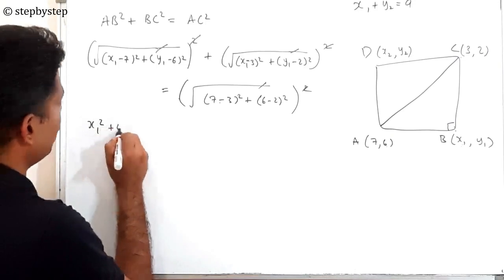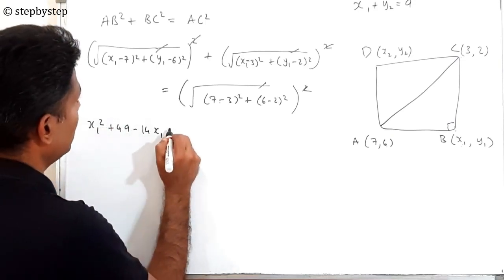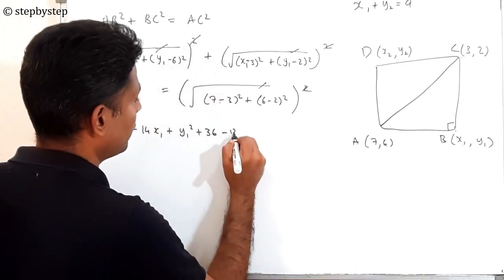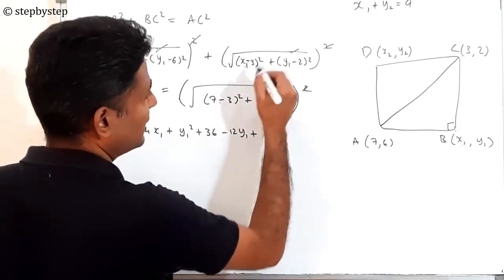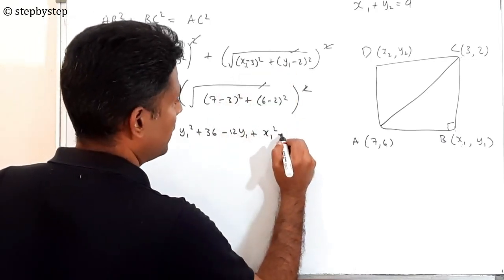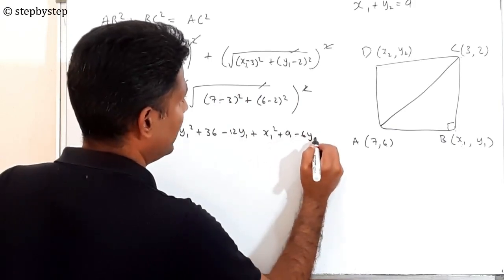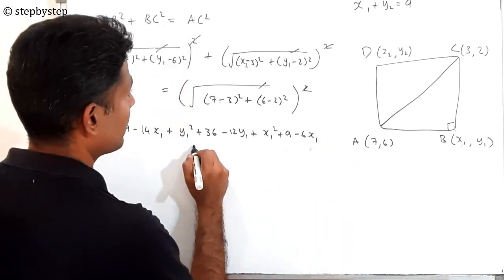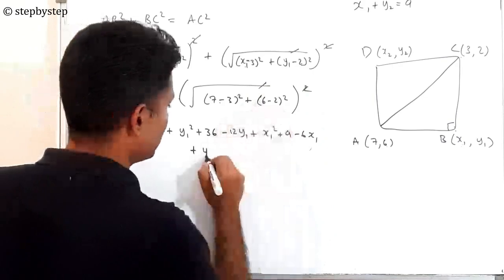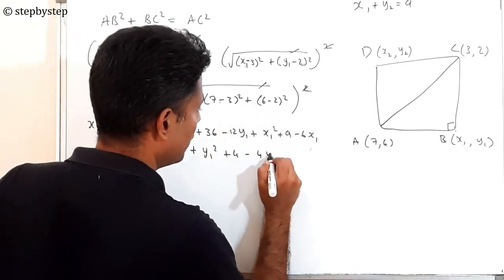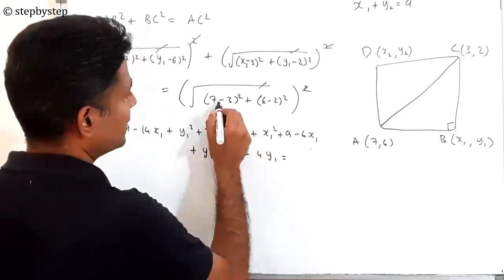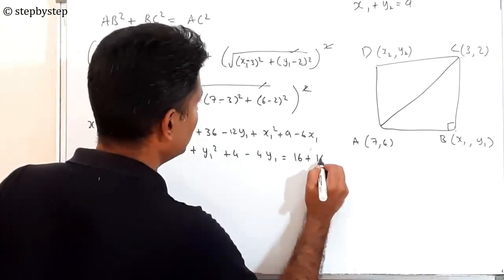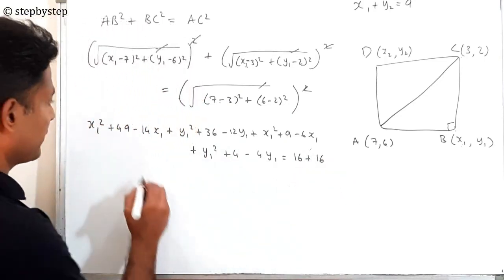So x1 square plus 49 minus 14x1, plus y1 minus 6 whole square, y1 square plus 36 minus 12y1, plus x1 minus 3 whole square, x1 square plus 9 minus 6x1, plus y1 minus 2 whole square, y1 square plus 4 minus 4y1, will be equal to 7 minus 3 whole square, that is 4 square, 16, plus 6 minus 2 whole square, that is 4 square, that is 16, right?